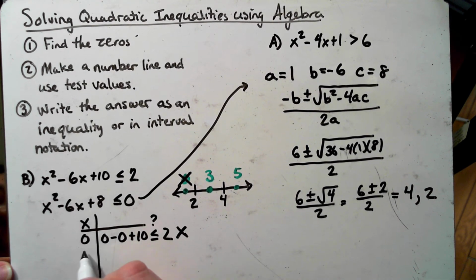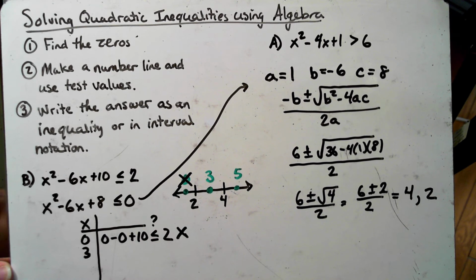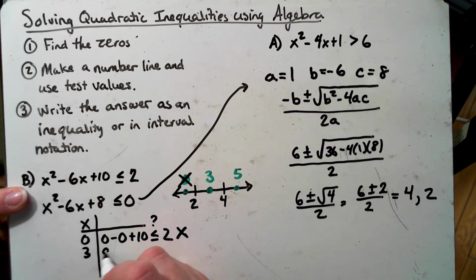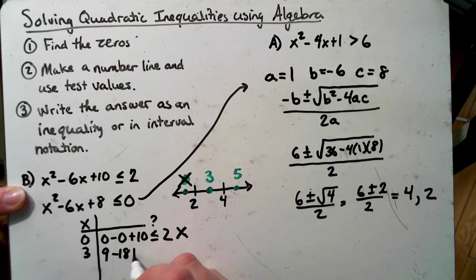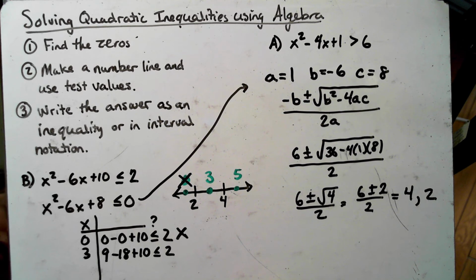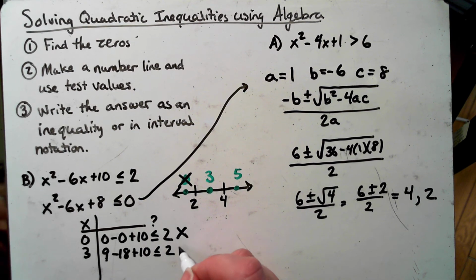Next, I'll do 3. So if I put 3 in, I get 3 squared, which is 9, minus 6 times 3, and plus 10. And I need to check to see if that's less than or equal to 2. It is. This comes out to negative 9 plus 10, which is 1. And that is less than 2, so that works.